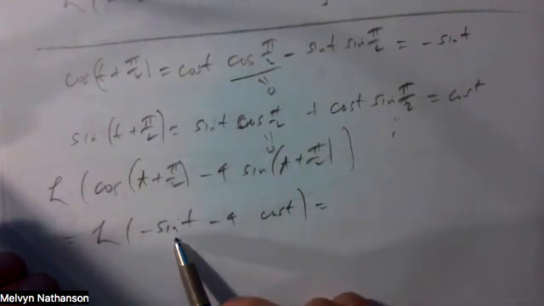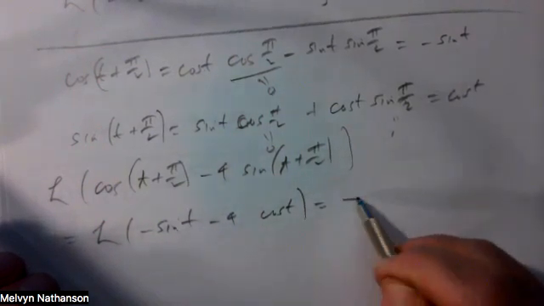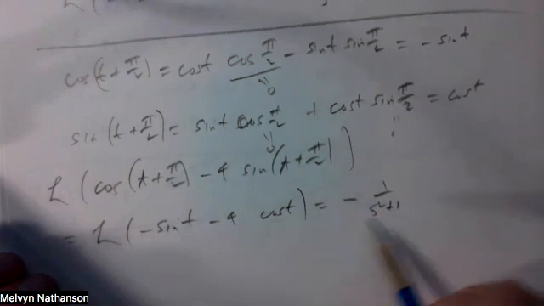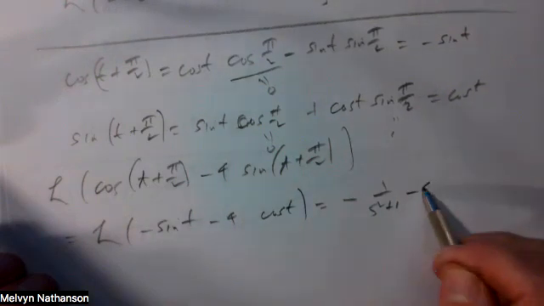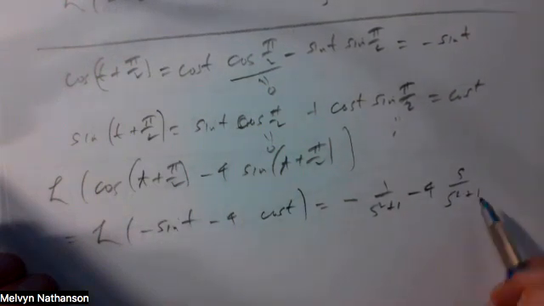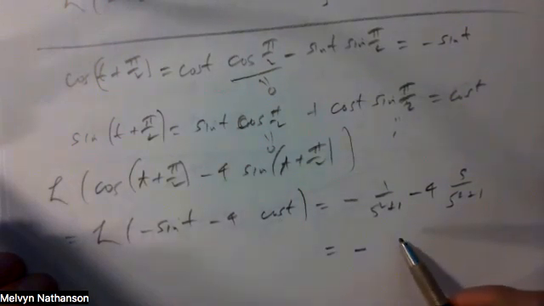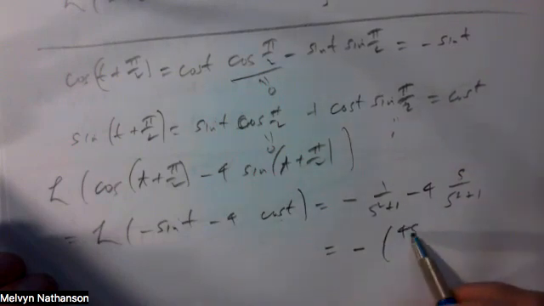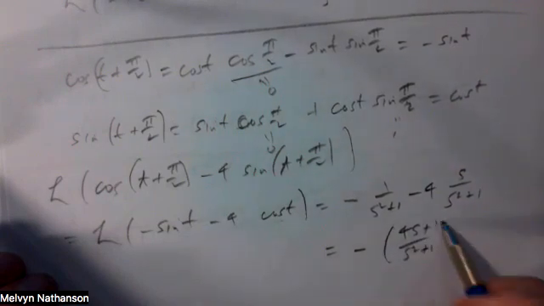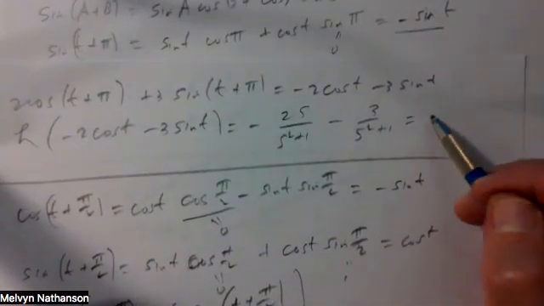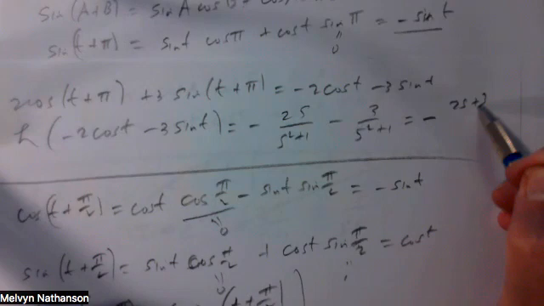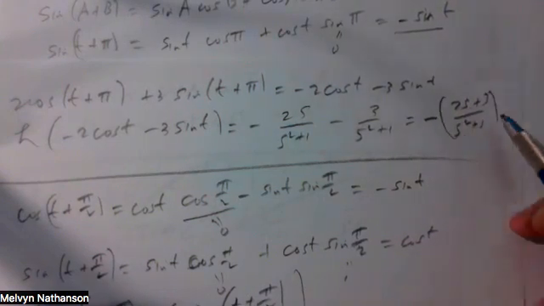And the Laplace transform of the sine of t is 1 over s squared plus 1. And the Laplace transform of the cosine of t is s over s squared plus 1. So this is equal to minus, if you like, 4s plus 1 over s squared plus 1. For the first term, this was equal to minus 2s plus 3 over s squared plus 1.